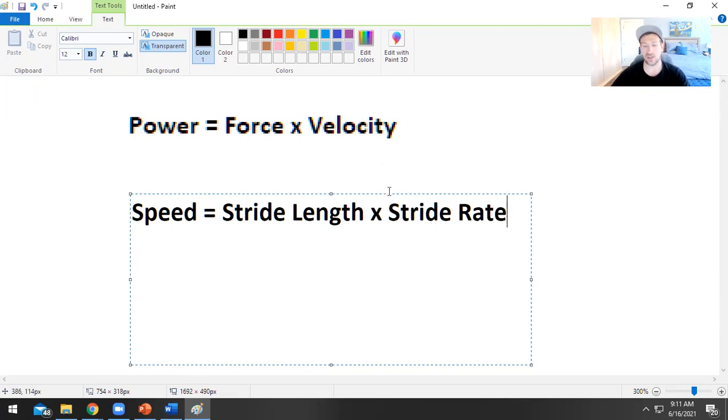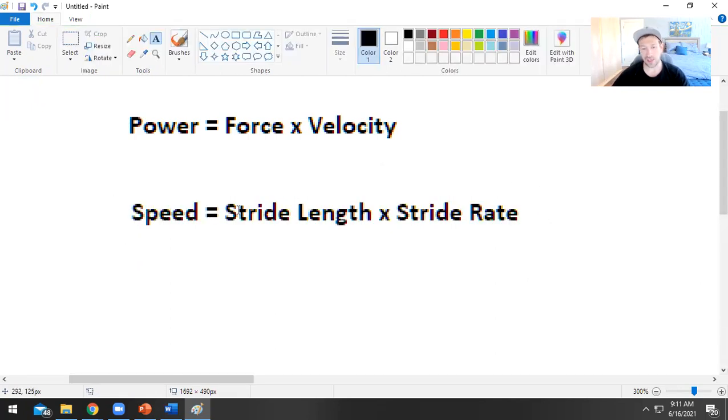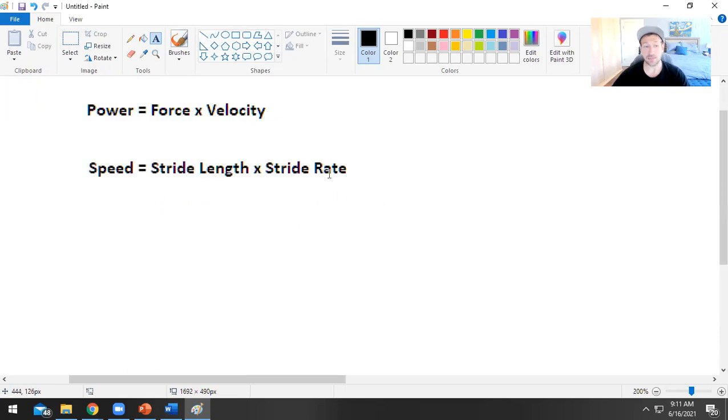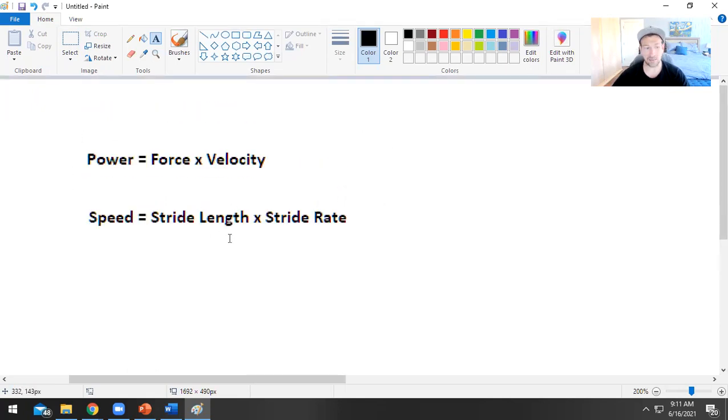So here's the thing about speed, right? Speed equals stride length times stride rate. That is the same equation as power equals force times velocity. If you think about stride length, that's how much ground you are covering with every single step. That's the force side of this equation. And stride rate is how often you are taking steps. That's the velocity in this equation, right?